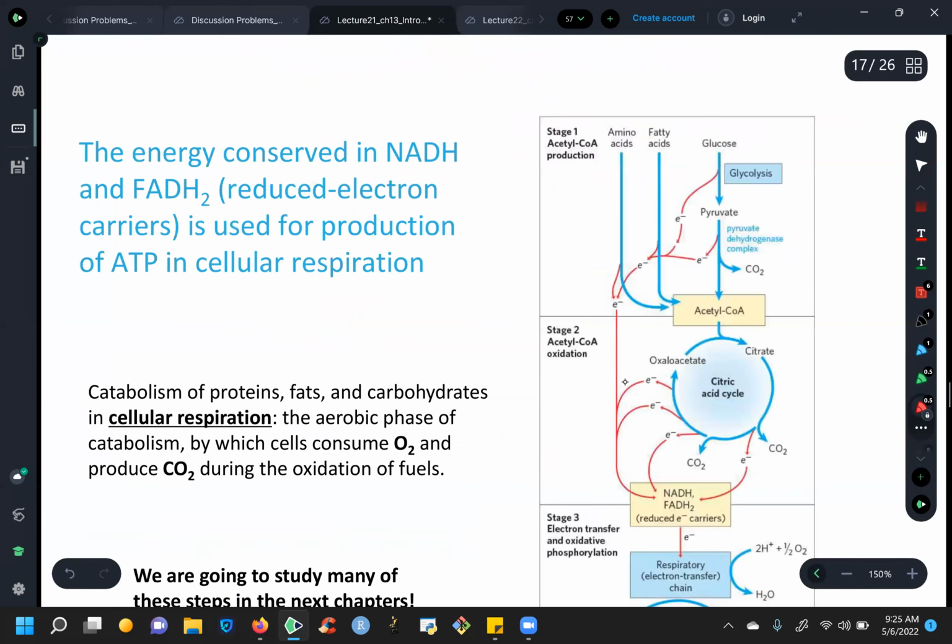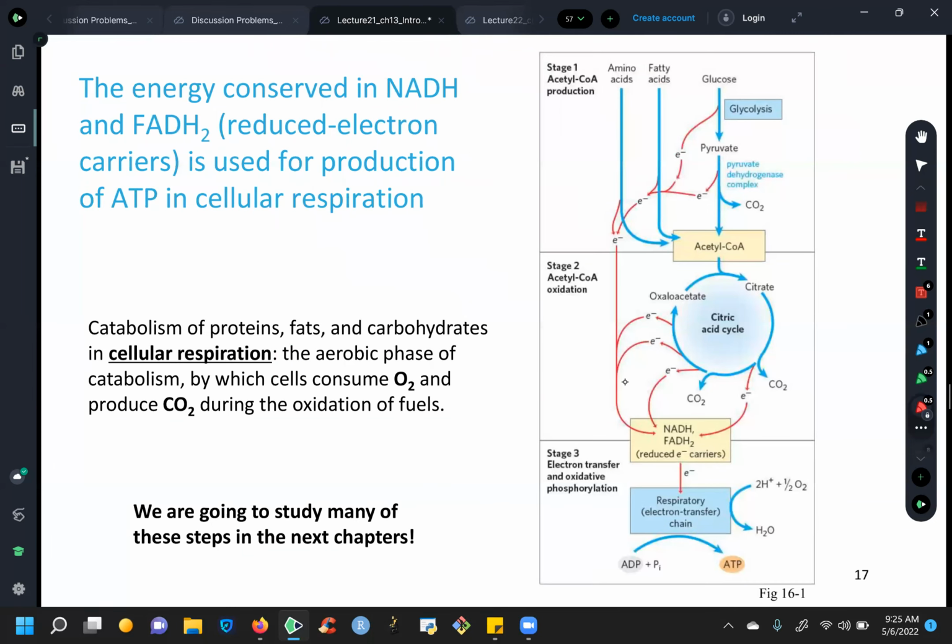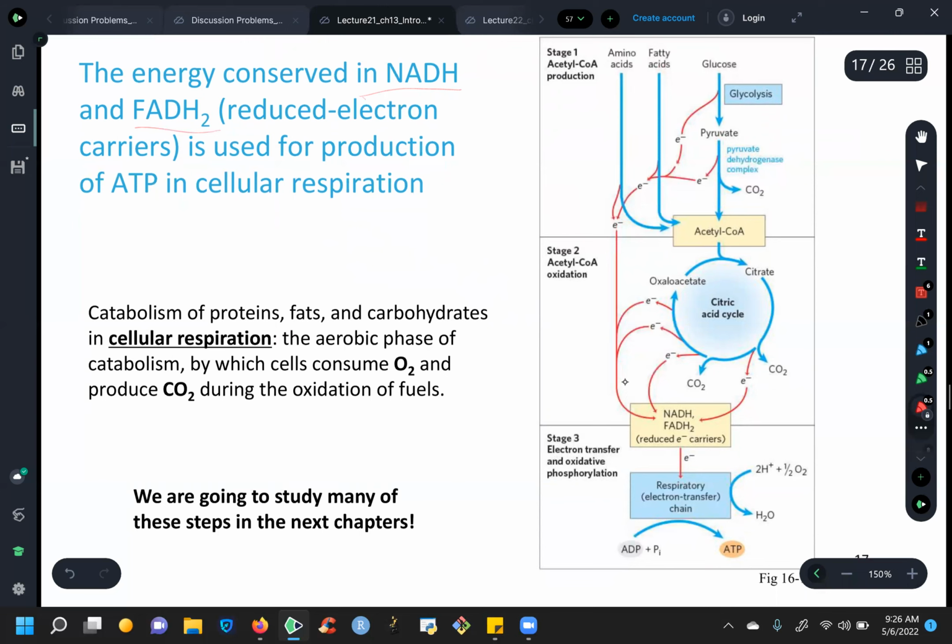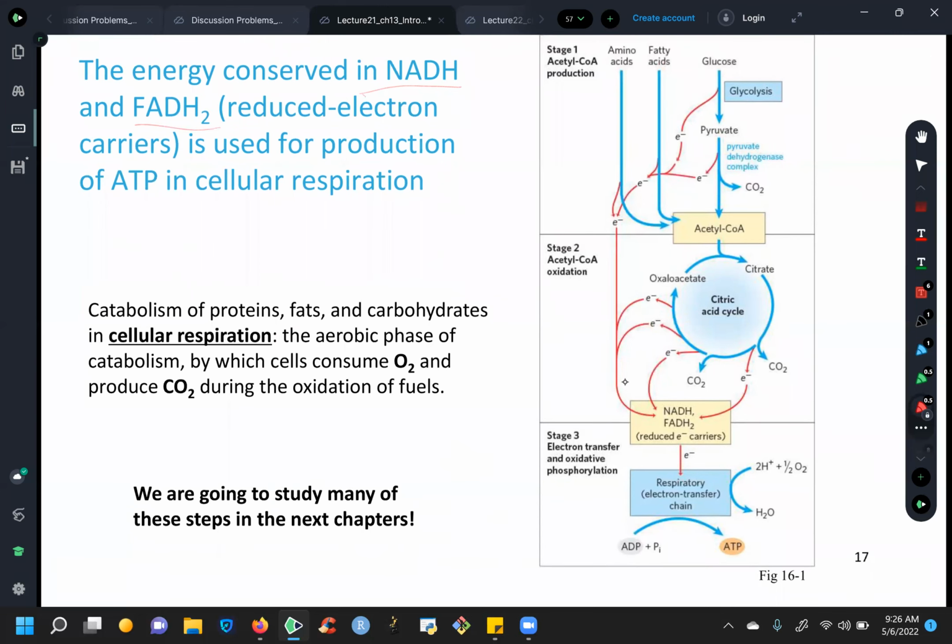The energy conserved in NADH and FADH2 reduced electron carriers is used for production of ATP and cellular respiration. So, yep. That's the transport chain, the electron transport chain, cellular respiration. Oh no, that's right before. Okay, so let's talk about this.